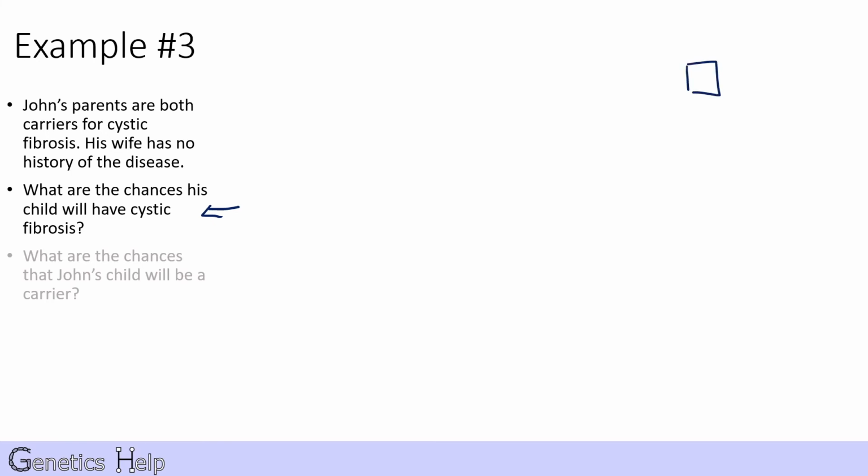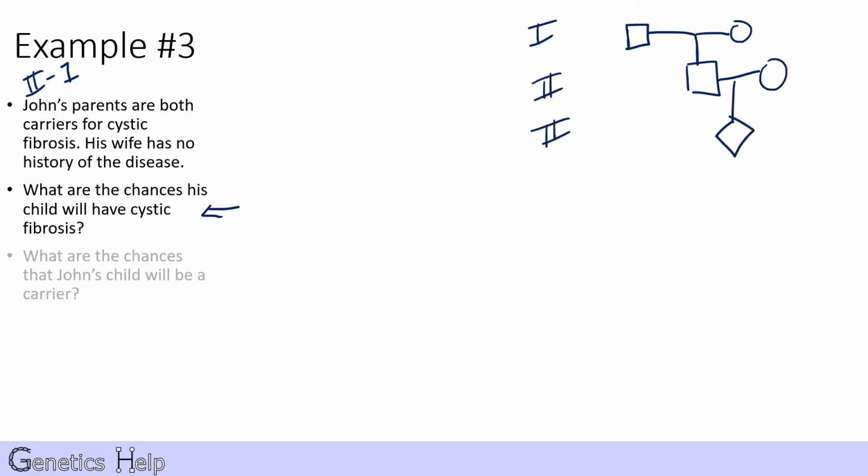Here we'll draw out John, and we will draw John's parents. Let's put our generation numbers, Roman numerals. John is II-1. Let's draw out John's wife and their child, which is unspecified. We don't know anything about the child. Let's see if we can fill in the genotypes from what we know. We know John's parents are both carriers of cystic fibrosis. Just to define our alleles, I'm going to write big F and little f, and you will see here that little f is the cystic fibrosis allele.